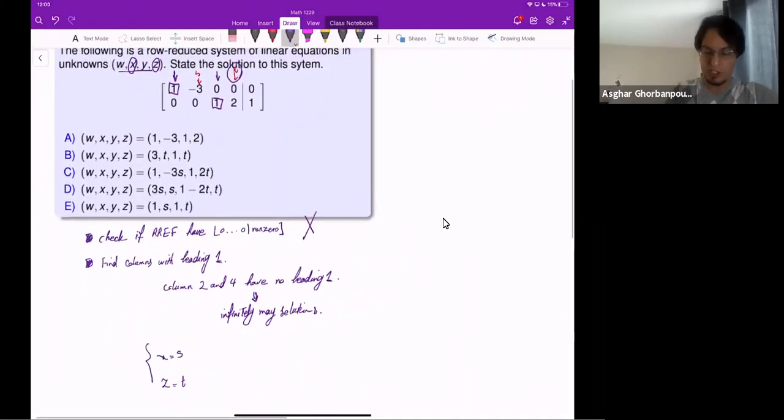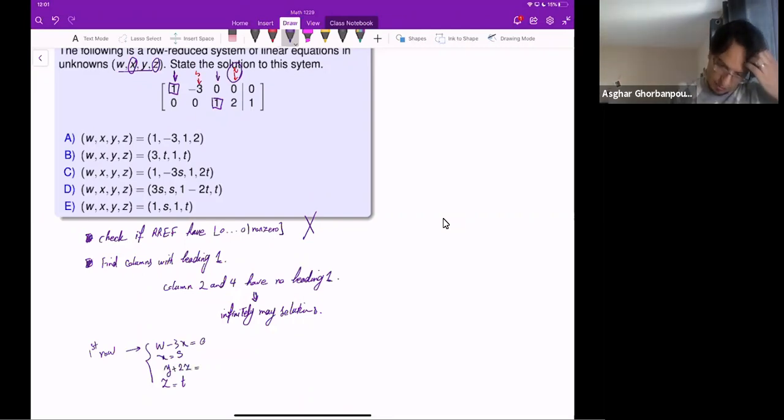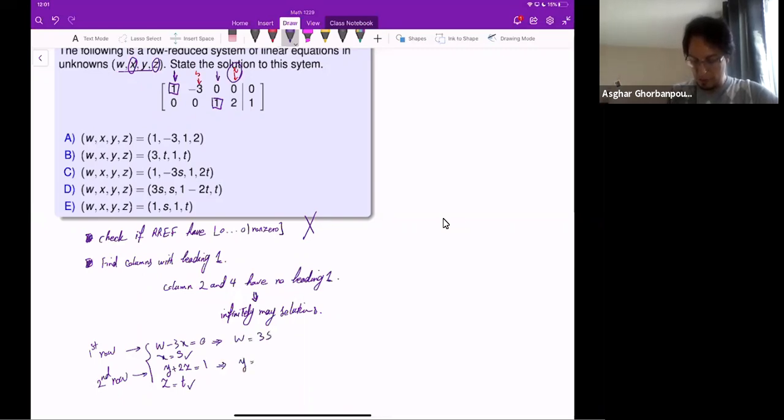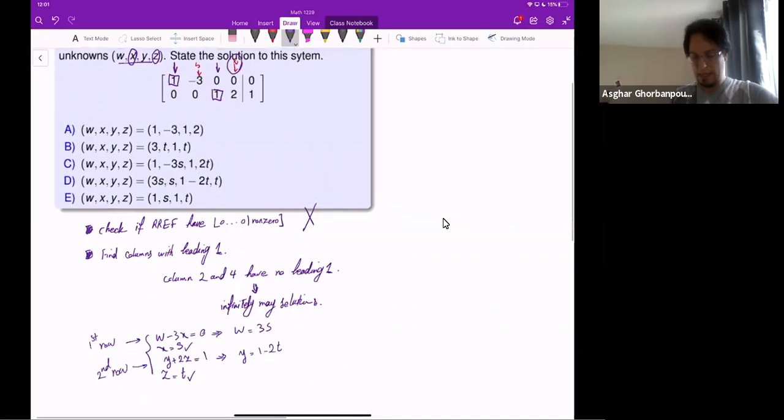What about the rest? Just write down the equations for each row. The first row gives me W minus 3X equals 0. And the second row gives me Y plus 2Z equals 1. If you have those, then just replace the parameters in those equations. Wherever you see X, you replace it by S, and wherever you see Z, you replace it by T. So W is going to be 3S, and Y is going to be 1 minus 2T. Now we found all the solutions.